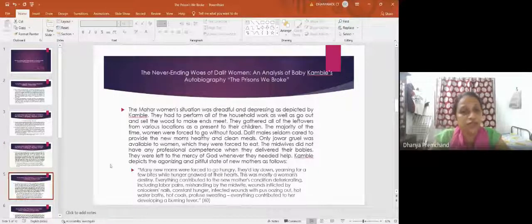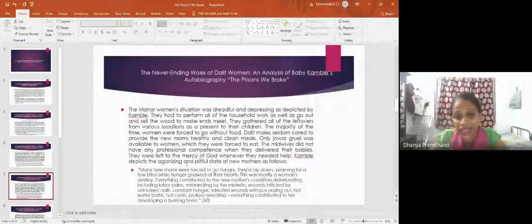Then the Mahar woman's situation was dreadful and depressing as depicted by Campbell. They had to perform all the household work as well as go out and sell wood to make ends meet. They gathered all of the leftovers from various locations as a present to their children. The majority of the time, women were forced to go out without food. Dalit males seldom cared to provide new moms healthy and clean meals. Only java gruel was available to women, which they were forced to eat. The midwives did not have any professional competence when they delivered their babies. They were left to the mercy of God whenever they needed help.